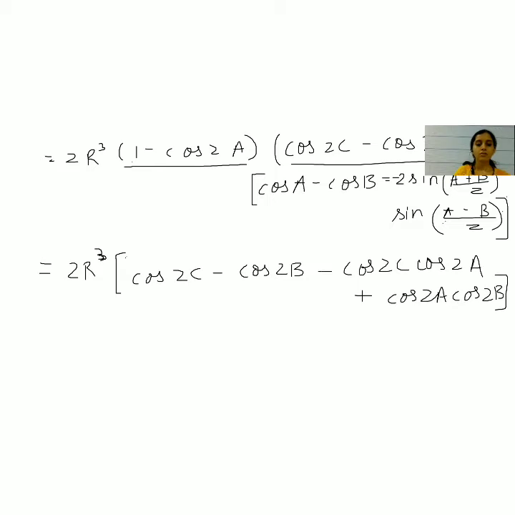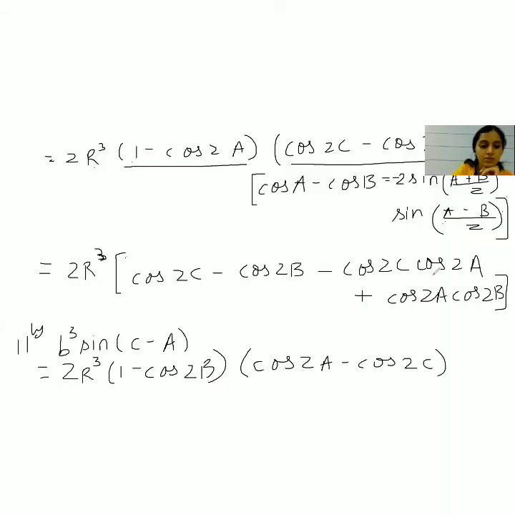Okay. Now this is the expansion of the first term, a cube sine b minus c. Similarly, we can write the expansions of the other two terms. So we can write b cube sine of c minus a as 2r cube, the first term. Then we have 2 sine square b, which can be written as 1 minus cos 2b, and then we have 2 sine b sine c minus a.